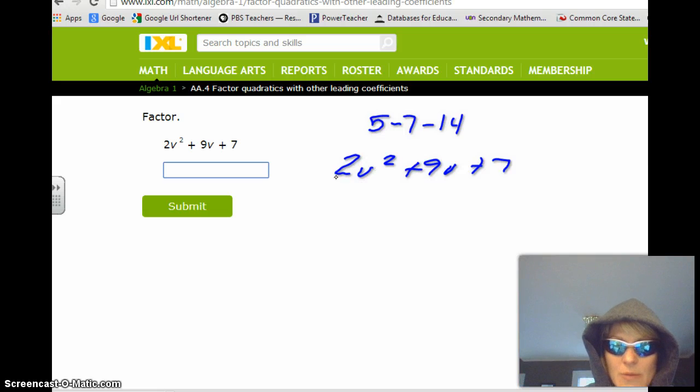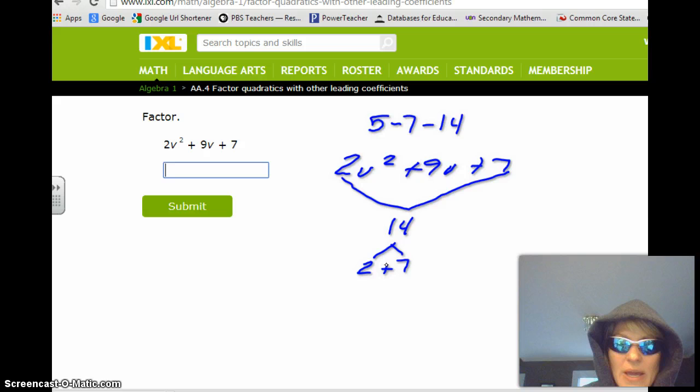So when you have a number here larger than 1, we take it and we multiply it by the last term, which gives us 14. So then we take 14 and we try to figure out which factors of 14 will add to that 9. So in this case, we know 2 times 7 is 14, and we also know when we add them, we'll get 9. So what we're going to do is we're going to rewrite this equation.